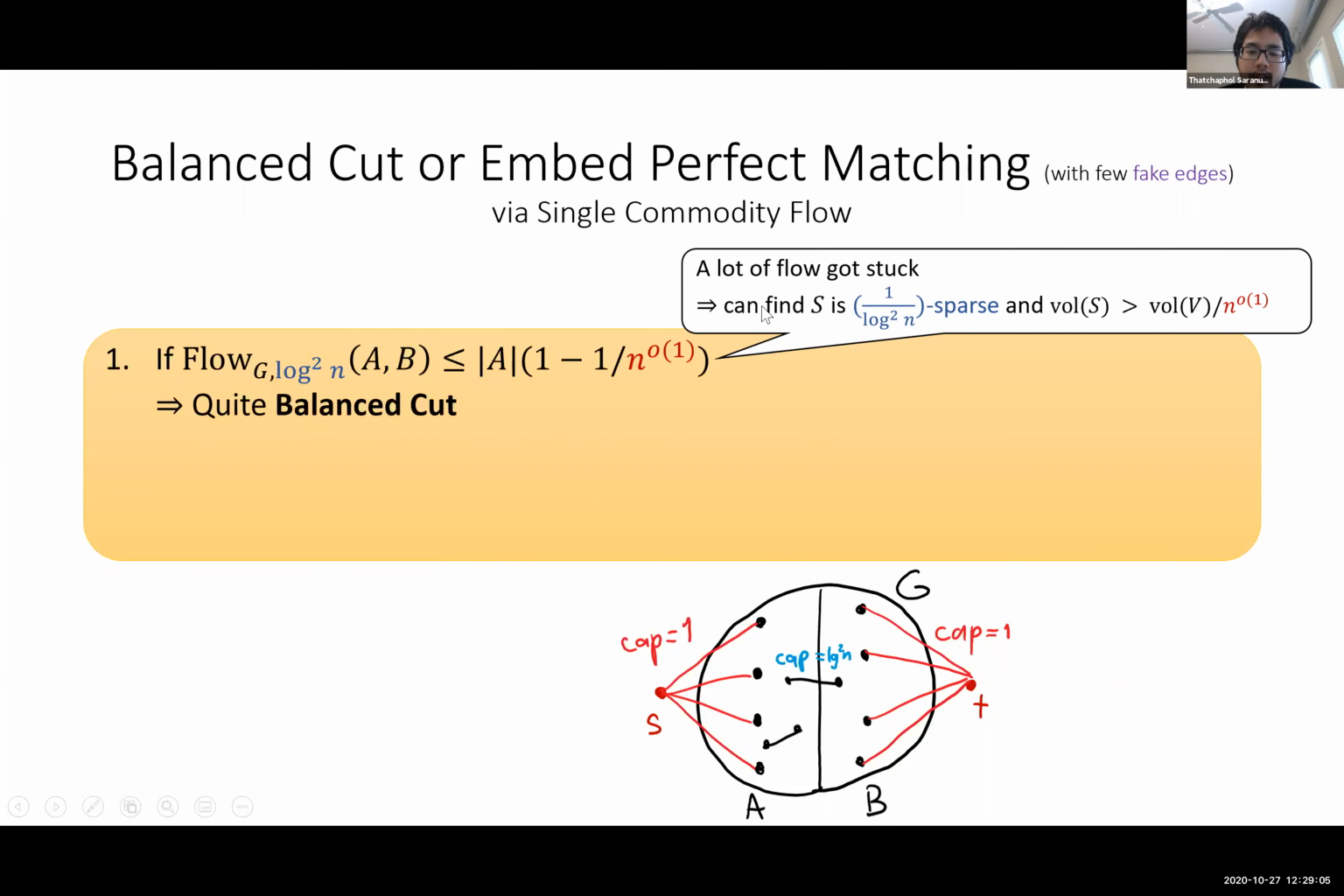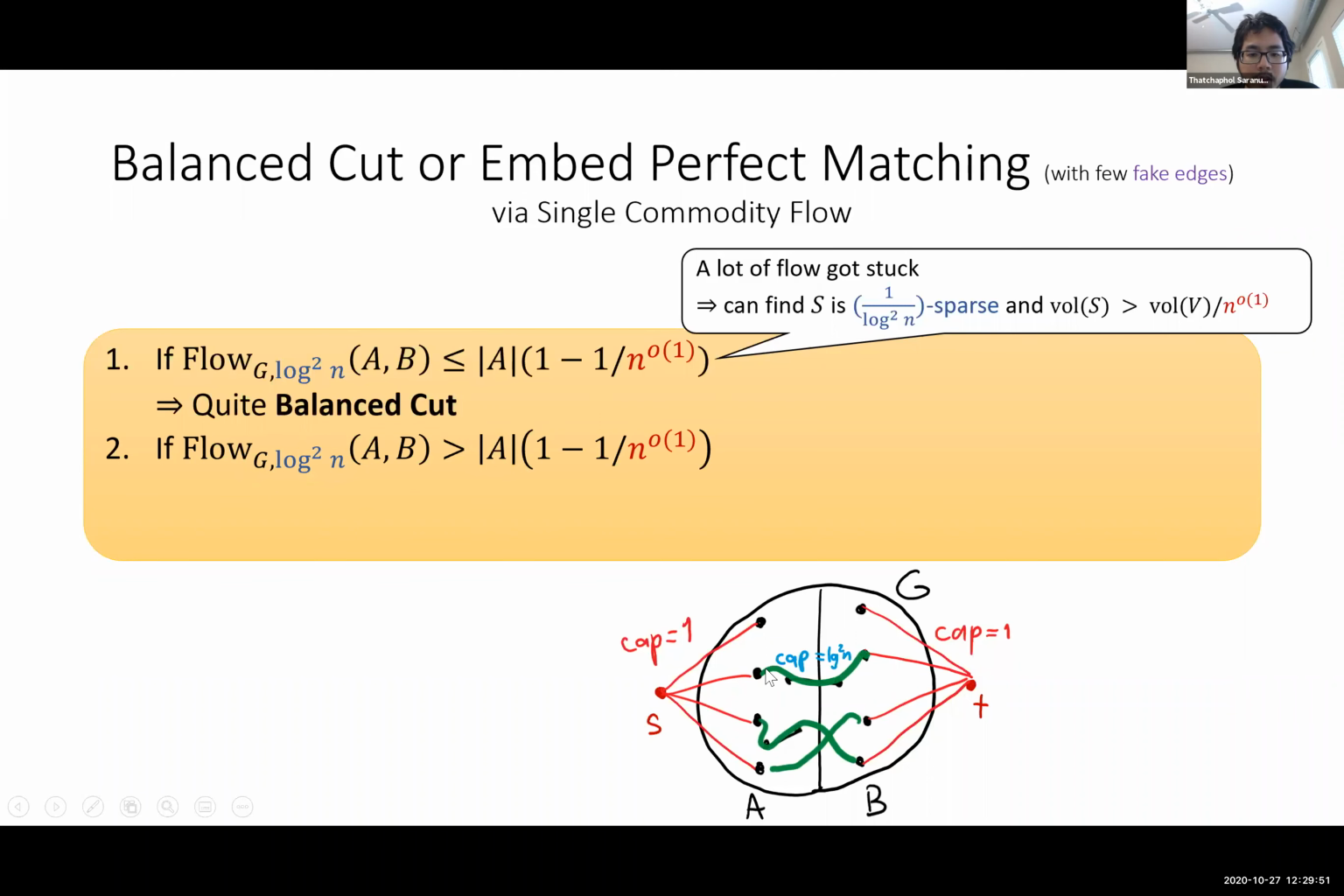What it means is that it can be shown easily that once you have this situation, you can find some cut that is sparse and whose volume is quite large because so many nodes got stuck. And because it got stuck, that's why the cut must be sparse. This needs some proof, but the intuition is kind of clear. And that's why we get a quite balanced cut, not that balanced, but quite balanced, and it's sparse. This is what we actually want. And otherwise, the flow is large.